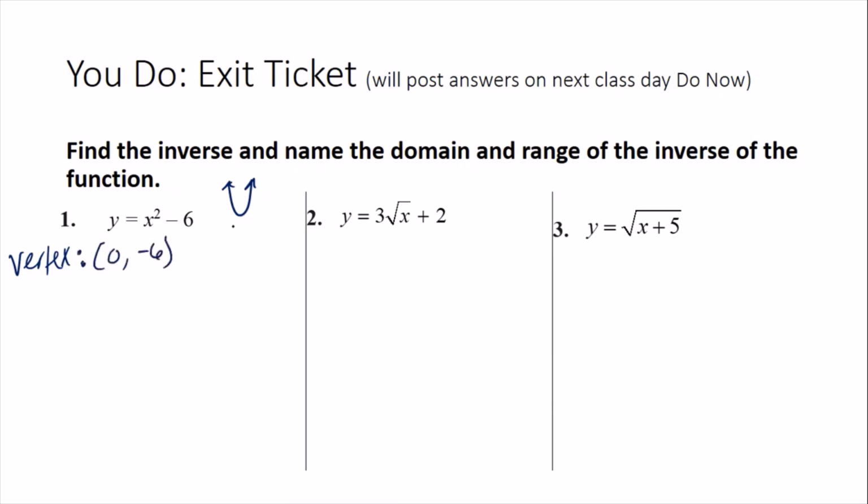-6. So my vertex is at (0, -6). In order for this to have an inverse, there has to be a domain restriction. So what is the smallest my domain can be? 0, and then it continues to infinity. My range would be what? What's the smallest my range is? -6 to infinity.